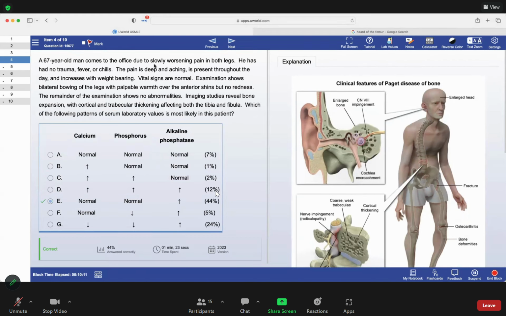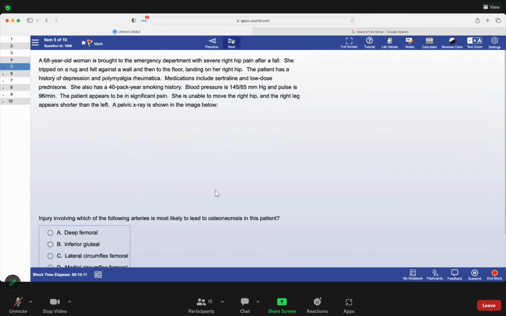A 67-year-old man comes to the office due to slowly worsening pain in both legs. He has no trauma, fever, or chills. The pain is deep and aching, is present throughout the day, and increases with weight bearing. Examination shows bilateral bowing of the legs with palpable warmth over the anterior shin, but no redness. Imaging studies reveal bone expansion, cortical and trabecular thickening. You see that, folks? So that's Paget's disease, okay?